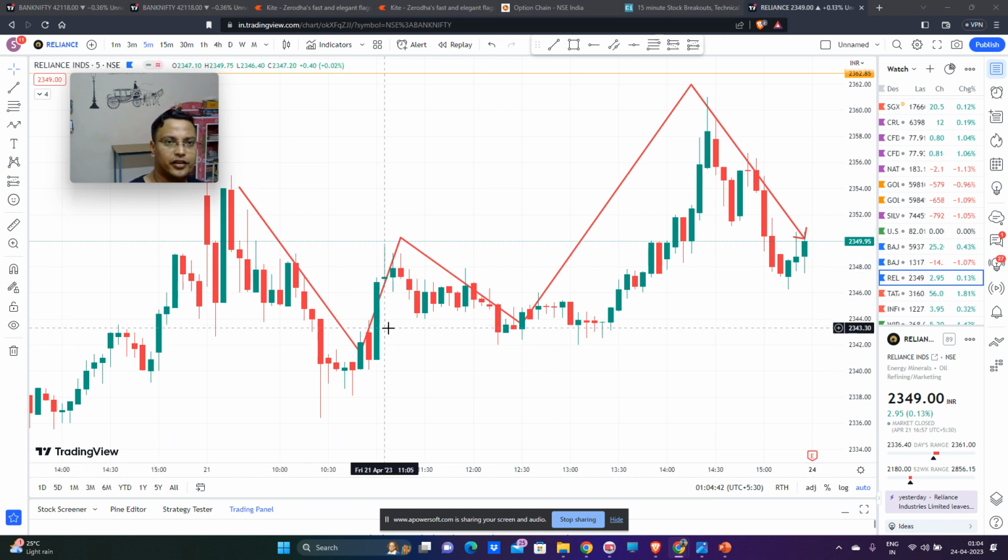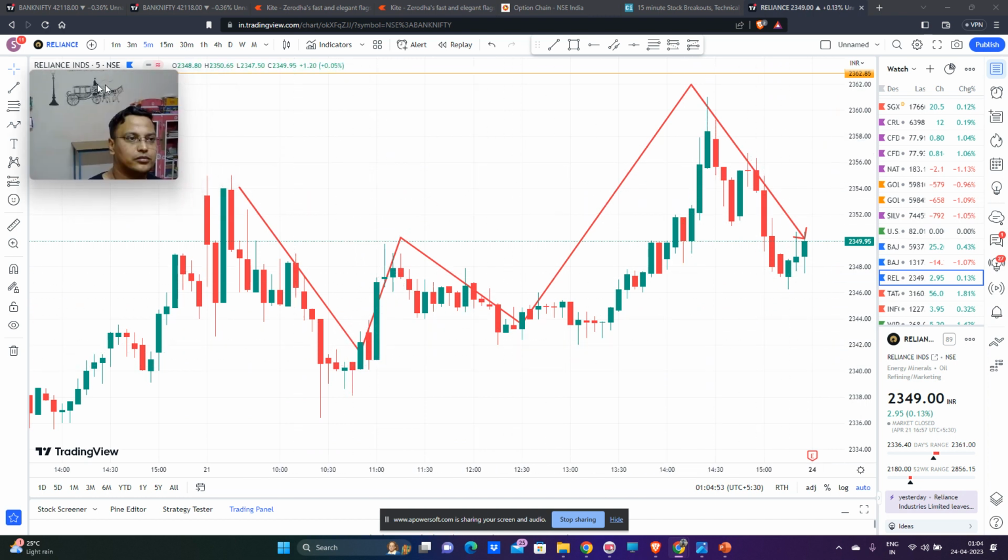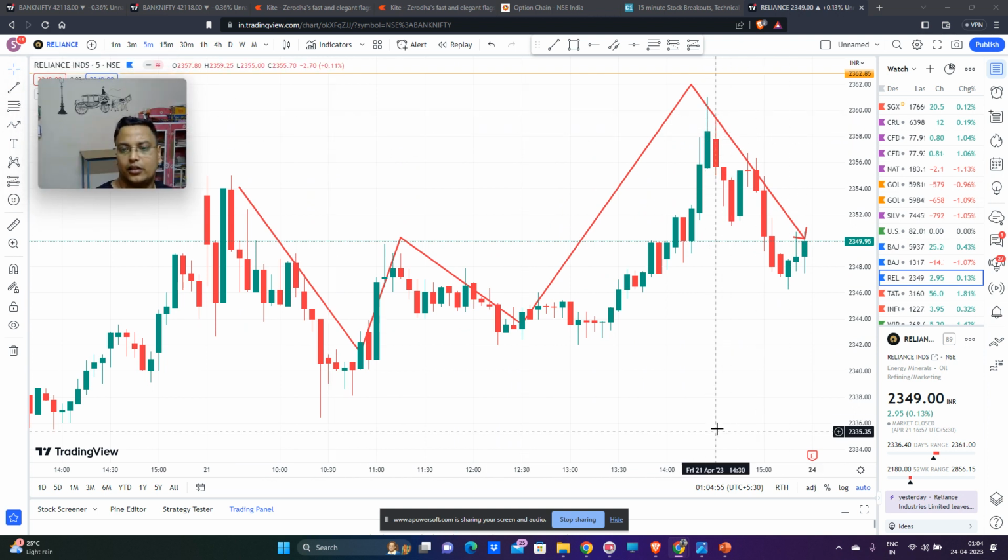TradingView, this is the free version. You can just install it on your phone, or on the system, it is free. So this is a very good platform to analyze the chart. Now, this is called price action, the way the price moves.